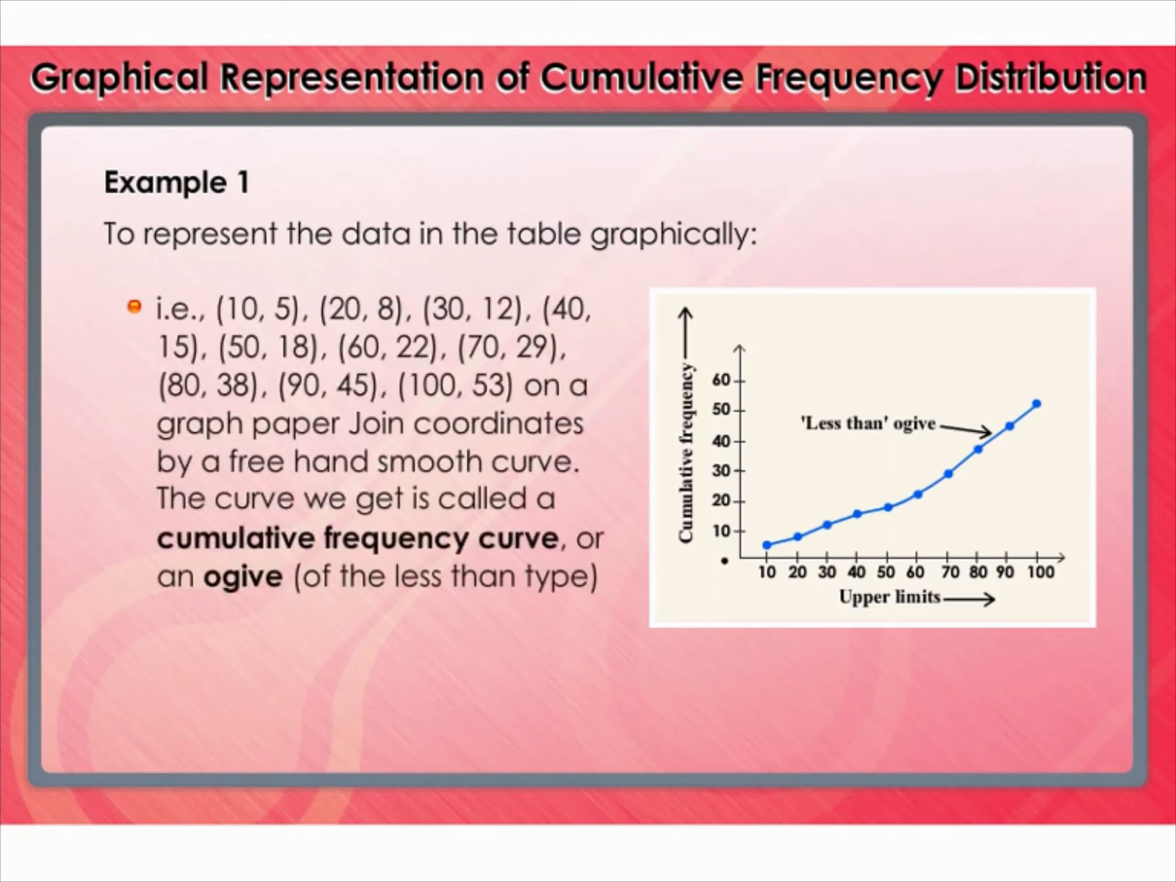That is (10, 5), (20, 8), (30, 12), (40, 15), (50, 18), (60, 22), (70, 29), (80, 38), (90, 45), (100, 53) on a graph paper. Join the coordinates by a freehand smooth curve. The curve we get is called a cumulative frequency curve or an ogive of the less than type.